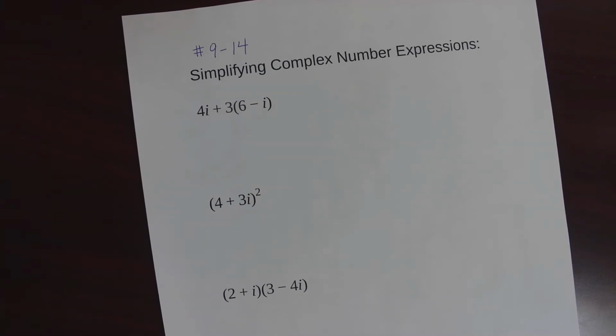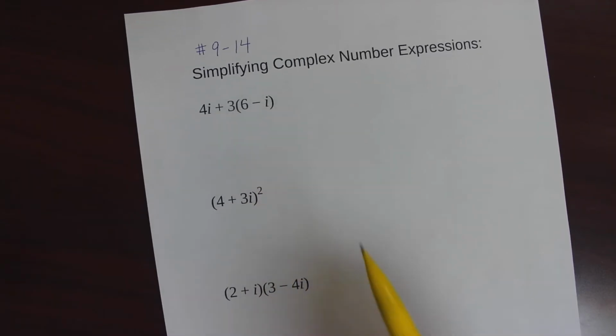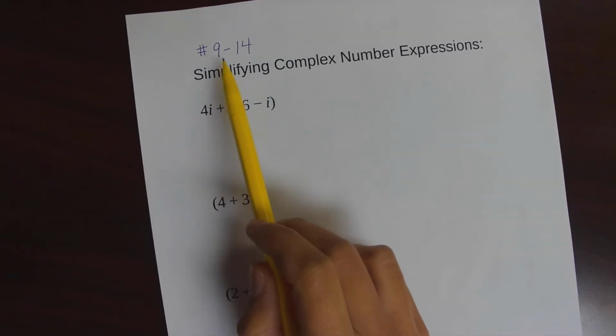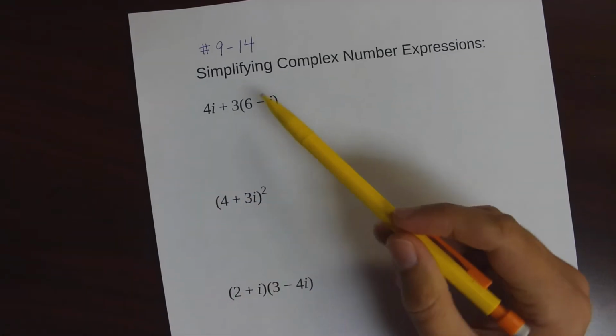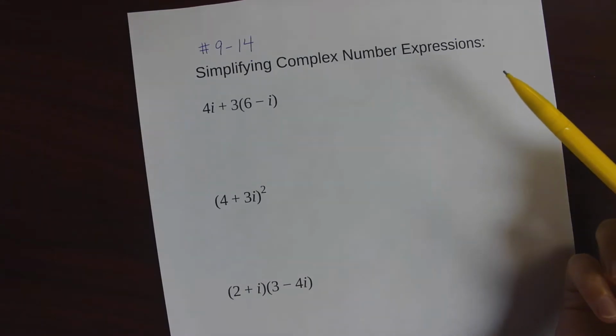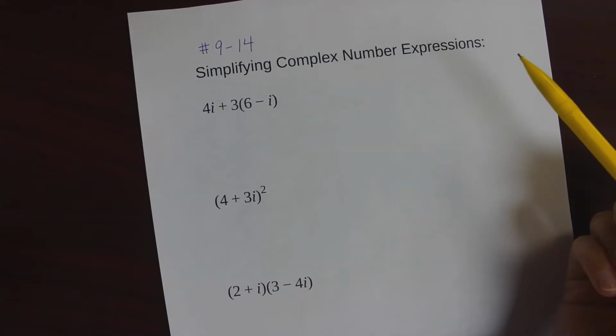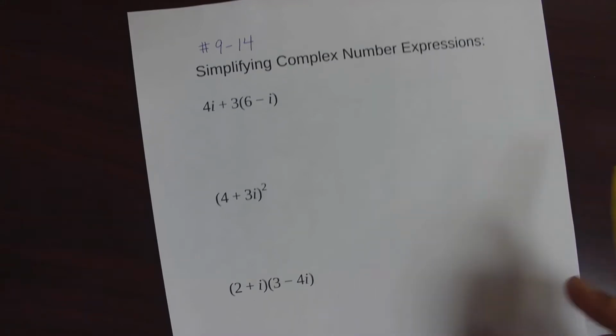Now we're going to simplify complex number expressions. So complex number just means we have numbers and imaginary numbers. Okay, so this is similar to problems 9 through 14. Right, so with these expressions, we treat i just as we would x, except now we have a special rule, with i squared is equal to -1, so we would have to continue simplifying.